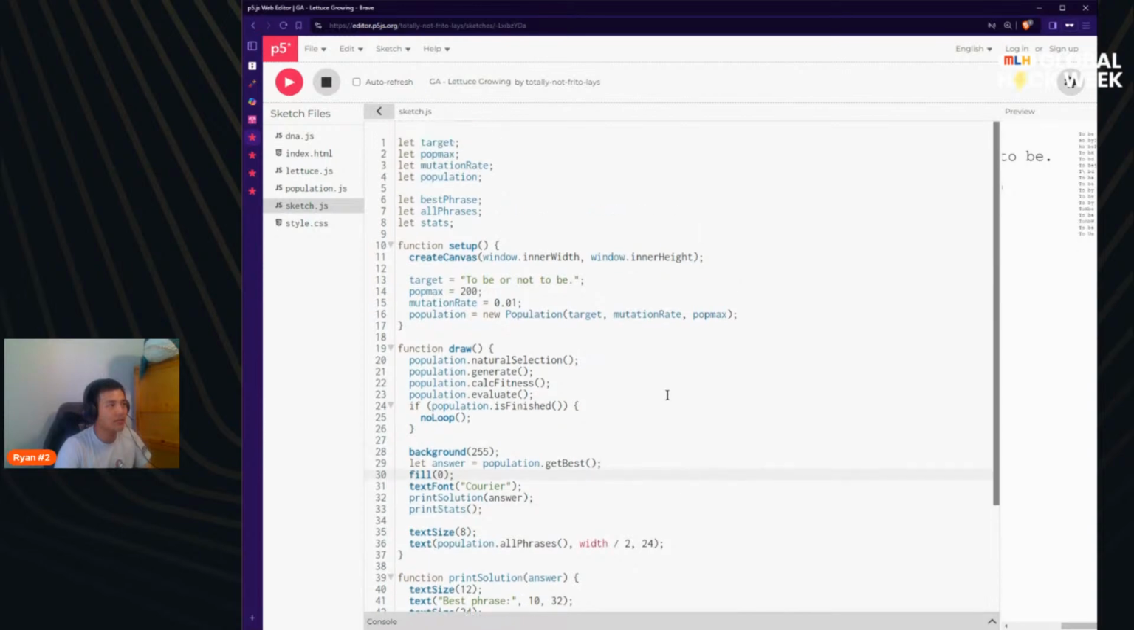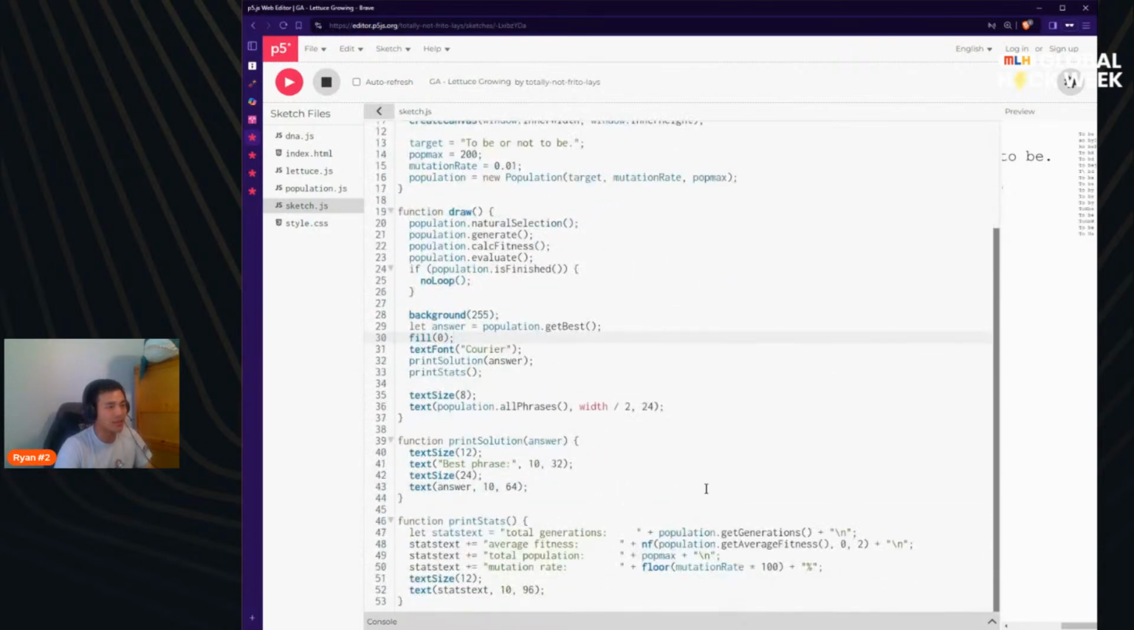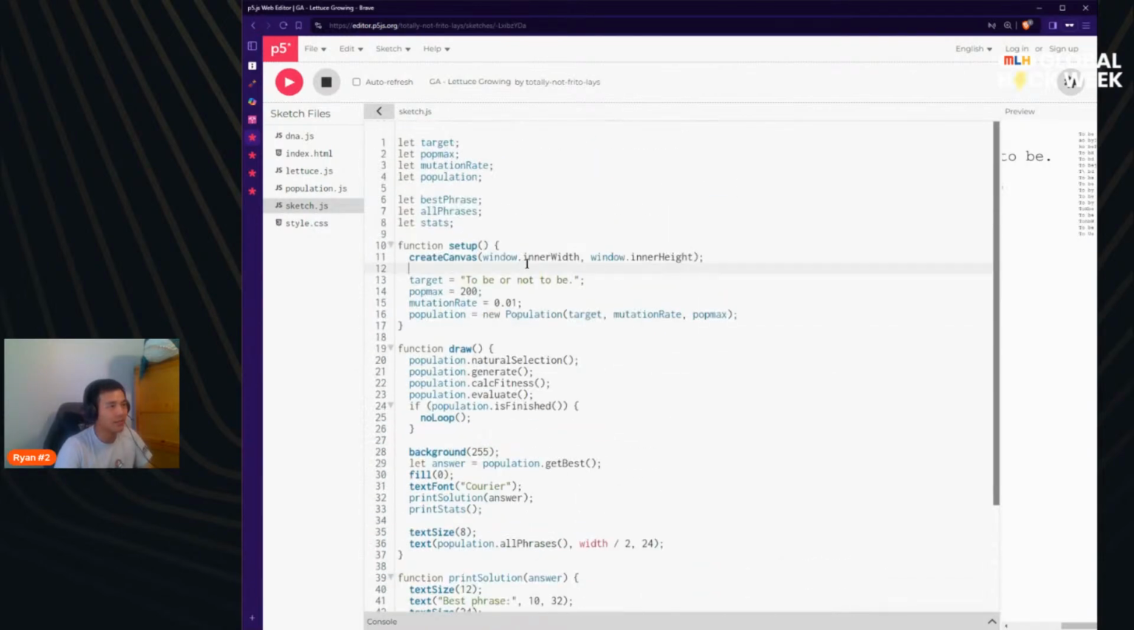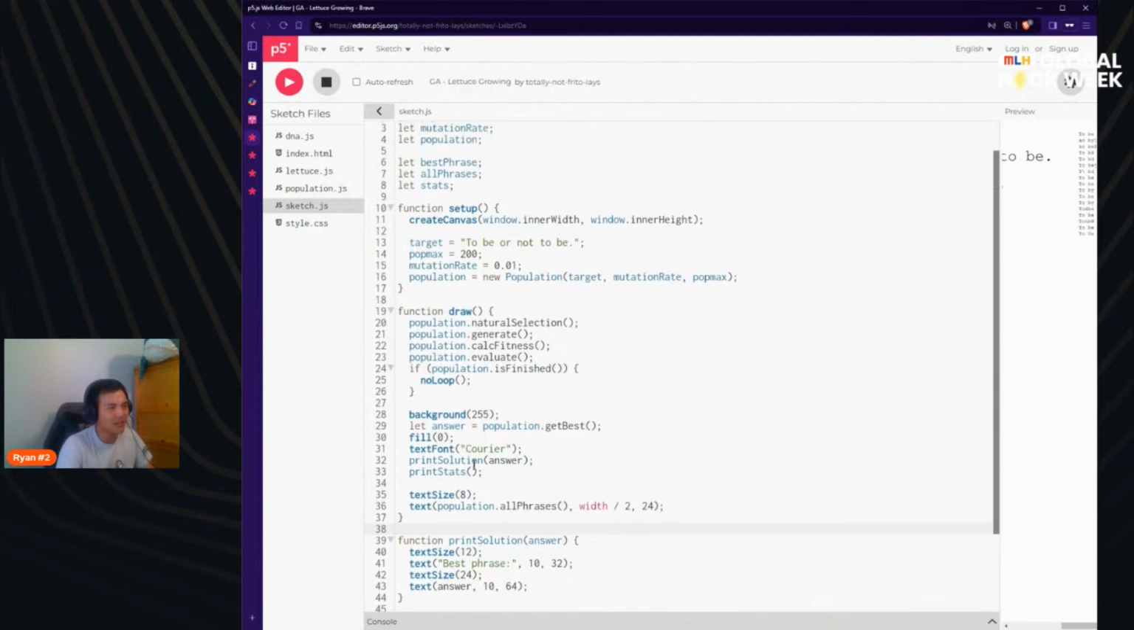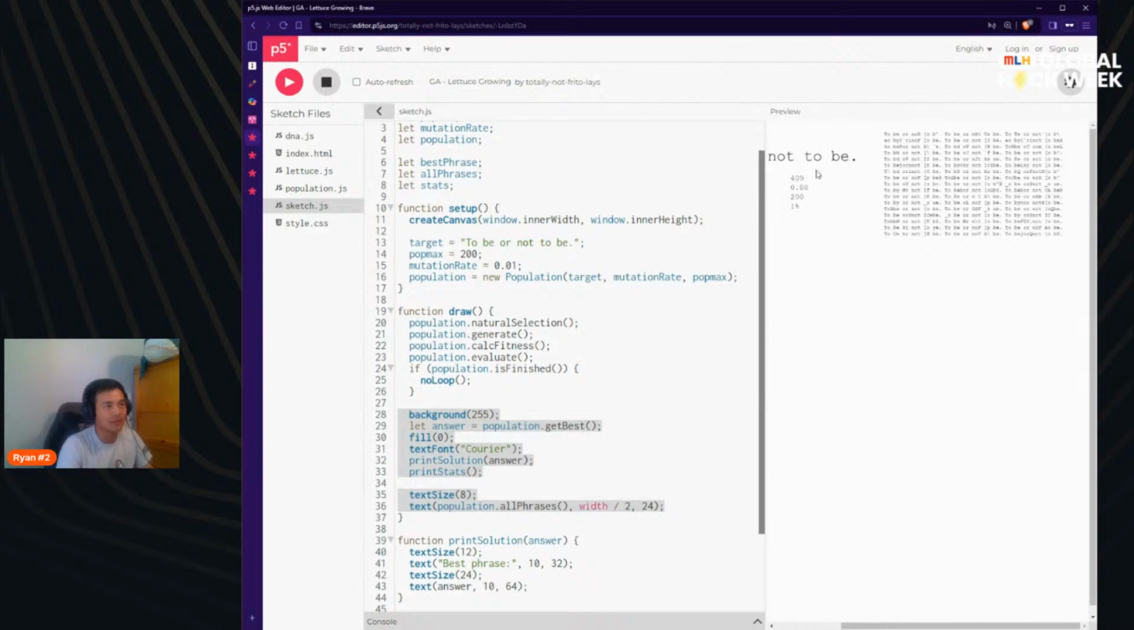Okay. Now if we were to look at the driver code, we can see that there's a function here, setup, and a function here that is draw. These two are mandatory functions inside of P5. So setup runs once at the very beginning, and then draw runs every time after that. Most of this is just boilerplate for printing out the rest of this over here.